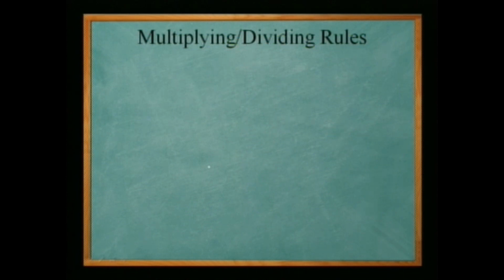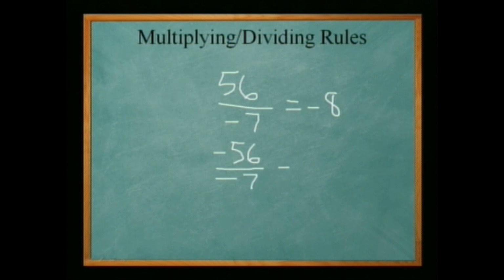Now the same rules apply when you're dividing. We have 56 divided by negative 7. 56 divided by 7 is 8. I have one negative, so the answer is going to be negative. If I had negative 56 divided by negative 7, that's going to be 8. And 2 negatives are going to cancel each other out, so the answer is going to be positive 8. So if I had negative 30 divided by 5, that's going to be 6. And if it's one negative, the answer is going to be negative.